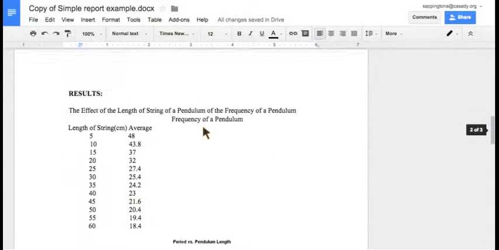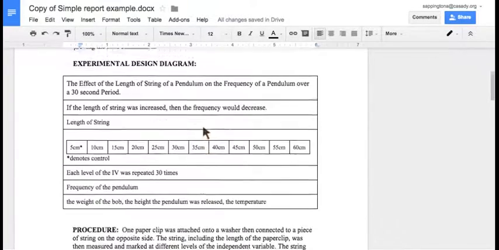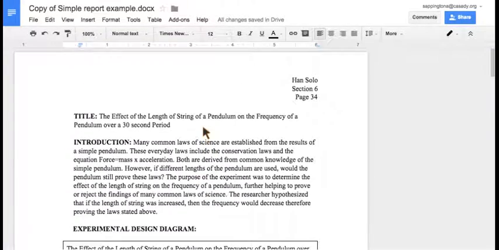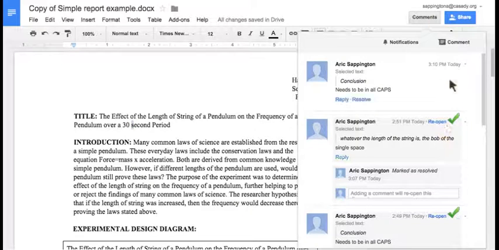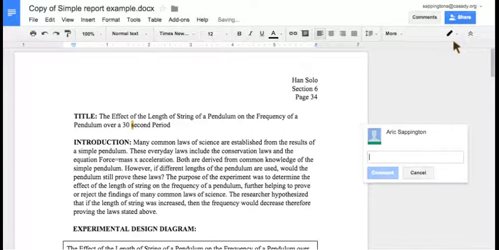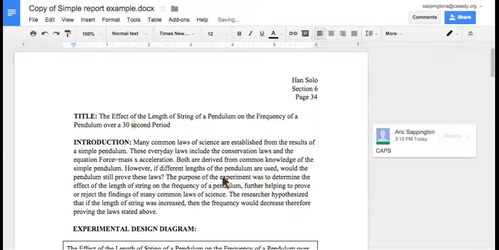The correct title needs to be in the effect of the IV on the DV format. This one follows that, so it's a good job. Each main word in the title needs to be capitalized. Looks like they forgot to capitalize second, so highlight, comment, and put caps so that they know to do that.